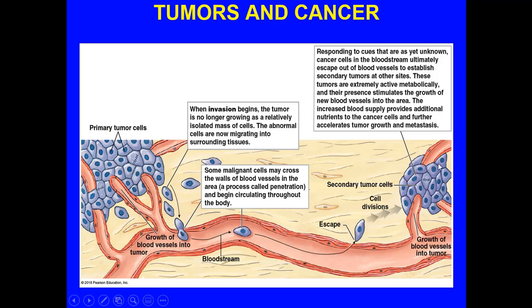And also, it may be the secondary tumor. What will happen with these cells is they may travel throughout the bloodstream, eventually escape, and get into other tissue areas where they will begin to develop. Okay? As you can see here, we are now having the development of growth of blood vessels into this new tumor that will then be fed.